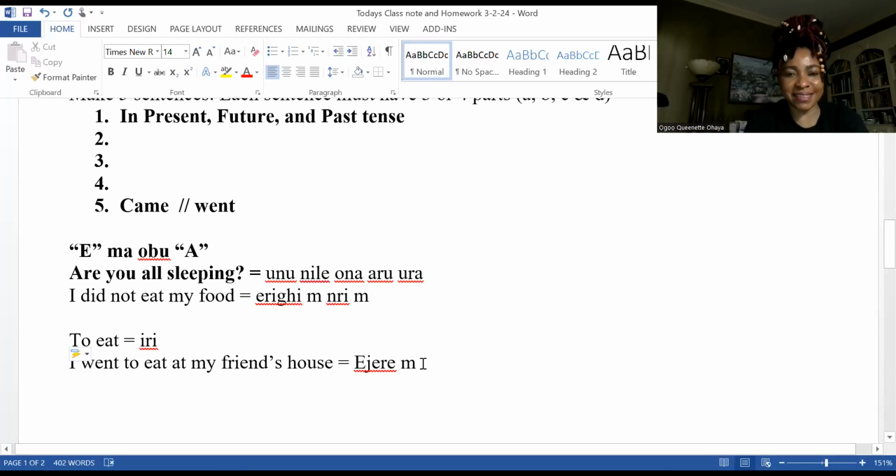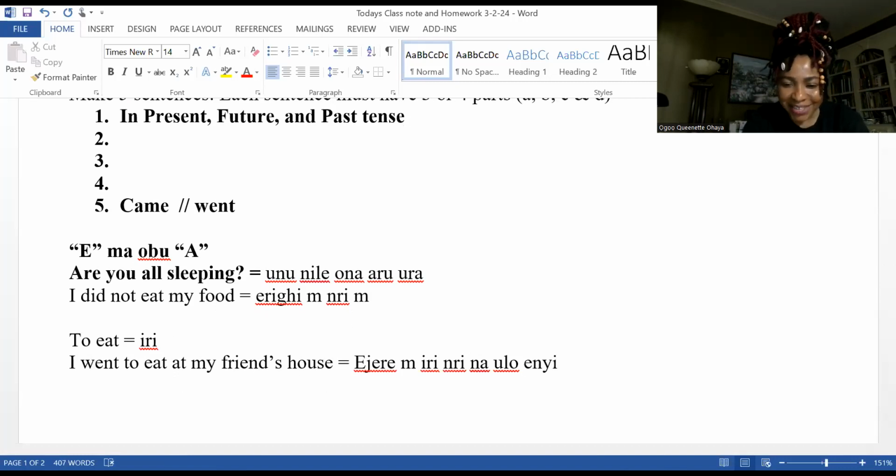Ejerem, iri, na ulo, enyim. Ulo, enyim. There you go. You got everything. That is good. Okay. So, this is what you're going to do. You can even do it on your own, okay? Practice on your own. Write it in English, and then write it in Igbo. It will help you that way.